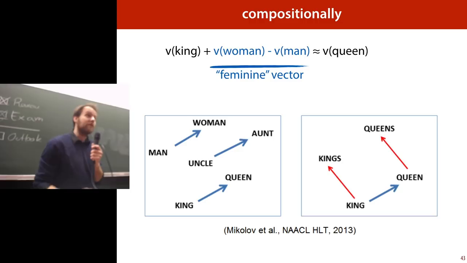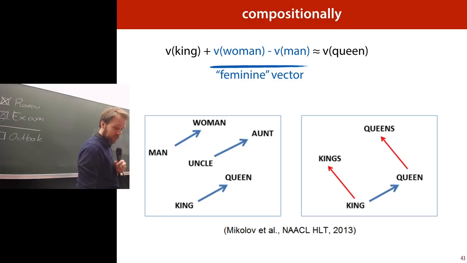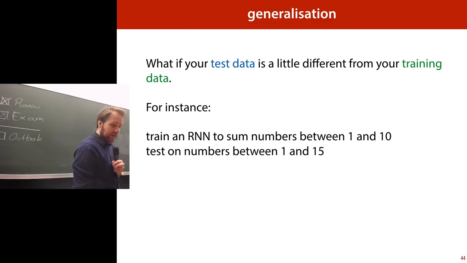And we don't know how to do that yet. We don't know how to achieve this kind of compositionality. And then there's the problem of generalization, which is best observed. We see it happens everywhere in machine learning, but it's best observed in recurrent neural networks.